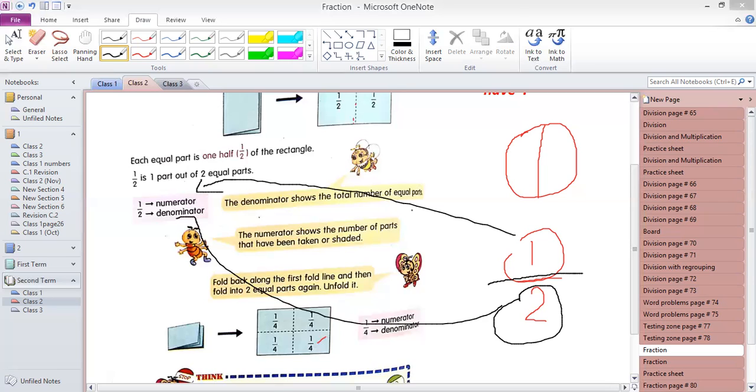We were discussing denominator. If we divide into 4 equal parts, the denominator will be 4. If we divide into 6 equal parts, the denominator will be 6. If we divide into 8 equal parts, the denominator will be 8. Second thing, we always write the denominator down. To write a fraction, we write numerator, then slash, then denominator.